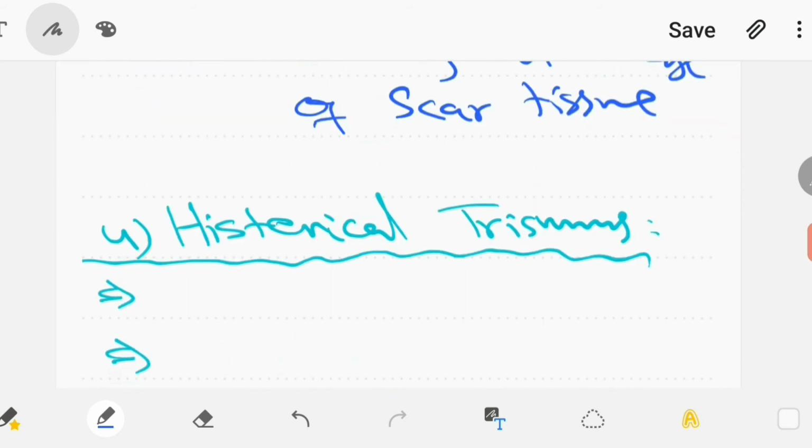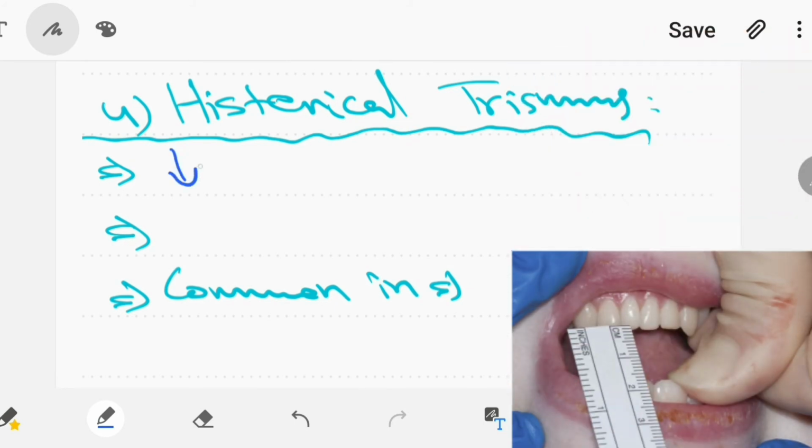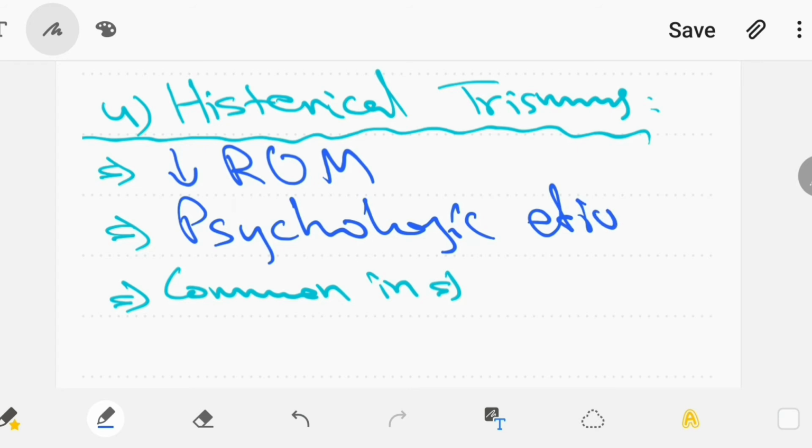So the fourth type of myofacial pain disorder is the pterygal trismus, which is characterized by decreased ROM, and it is said to have a psychological etiology. It is more common in females.